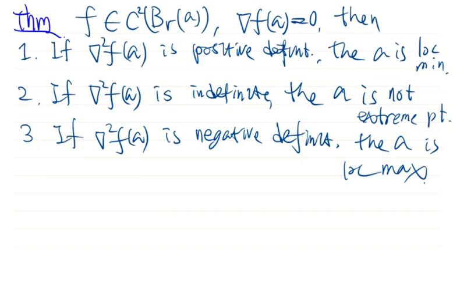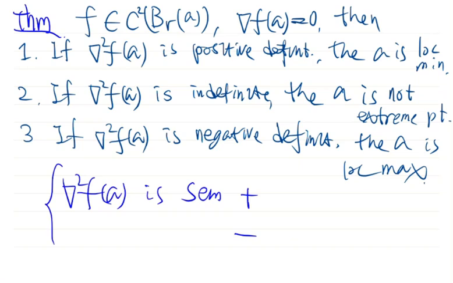Of course, we also have the case that the Hessian is semi-definite. In addition to these three cases, we also have semi-positive or semi-negative. These two cases are complicated, require more detailed analysis, and we will not state the corresponding result here. Now we see how the Taylor formula can be used to study this question, to prove this theorem.